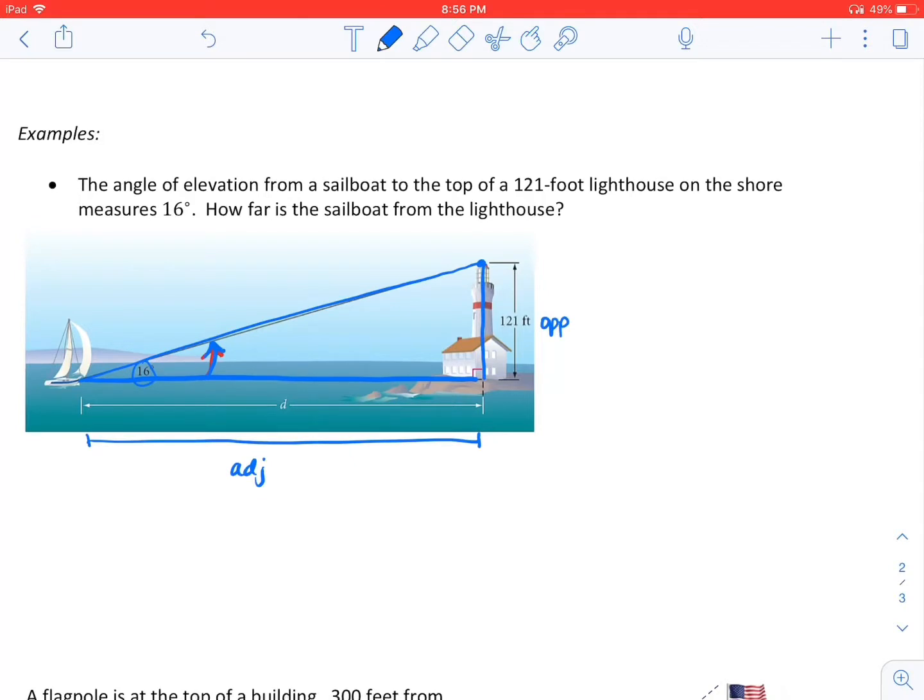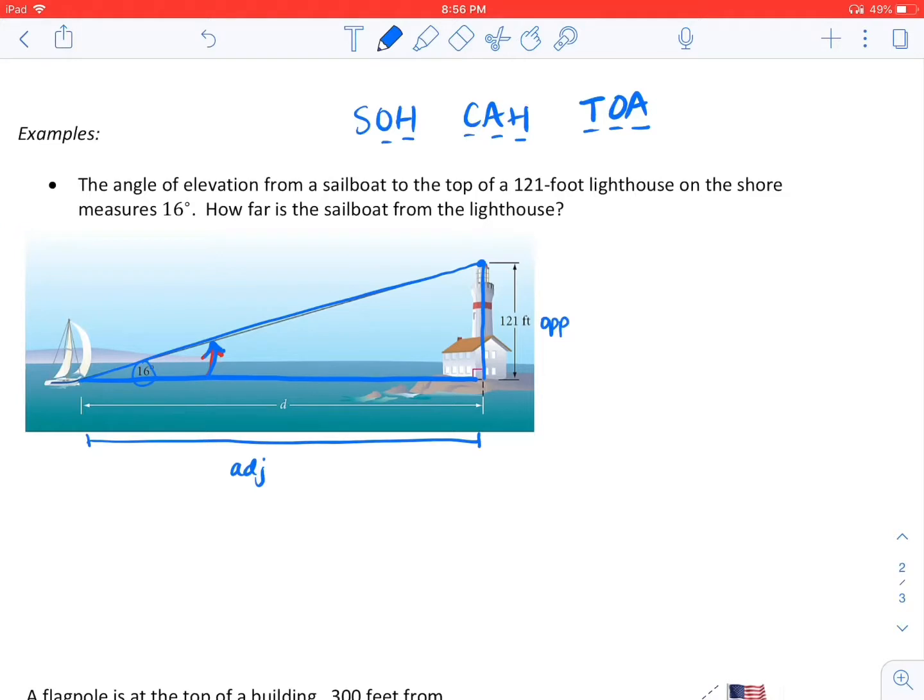We do have a trig function that allows us to do that. The tangent is opposite over adjacent, and I'll write out the other ones for you as well, just to remind you that the sine is the opposite over the hypotenuse, cosine is the adjacent over the hypotenuse, and the tangent is the opposite over the adjacent.